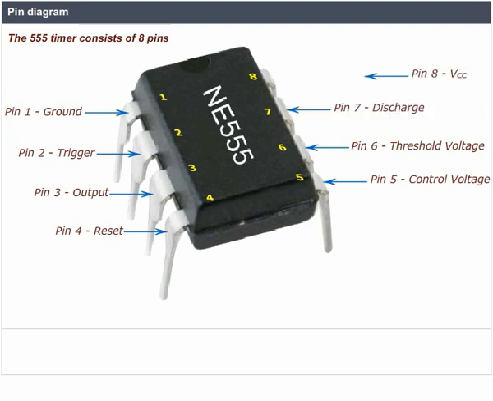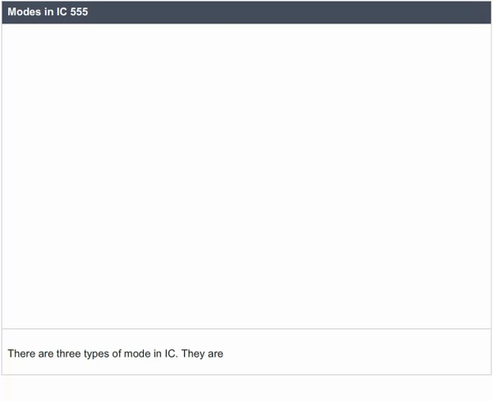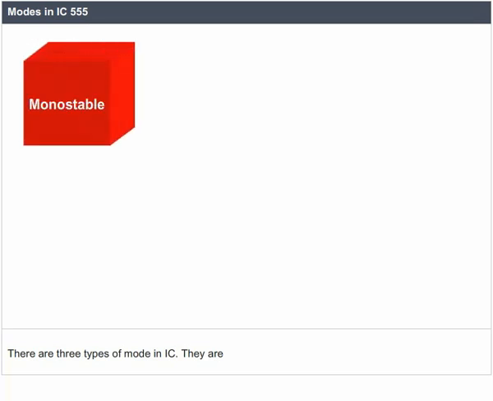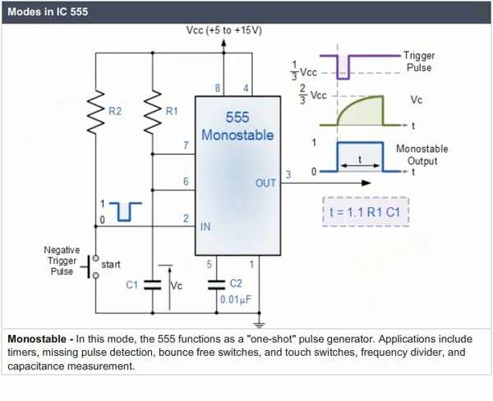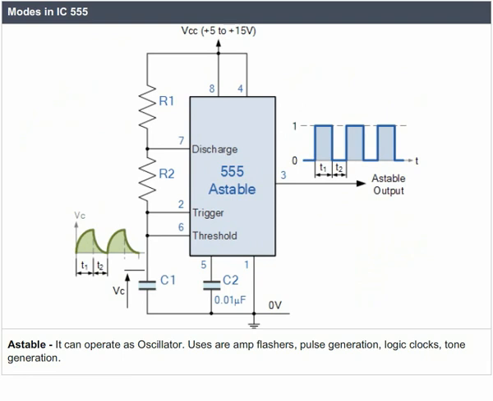Modes in IC 555. There are 3 types of mode in IC. They are monostable, astable, bistable. Monostable. In this mode, the 555 functions as a one-shot pulse generator. Applications include timers, missing pulse detection, bounce-free switches and touch switches, frequency divider, and capacitance measurement. Astable. It can operate as an oscillator. Uses are LED flashers, pulse generation, logic clocks, tone generation. Bistable or Schmitt trigger mode.